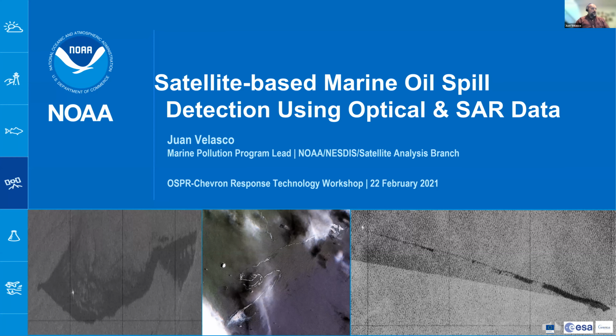So I'll just give a brief overview of how we use optical and SAR satellite imagery from polar orbiting sensors for marine oil spill detection.